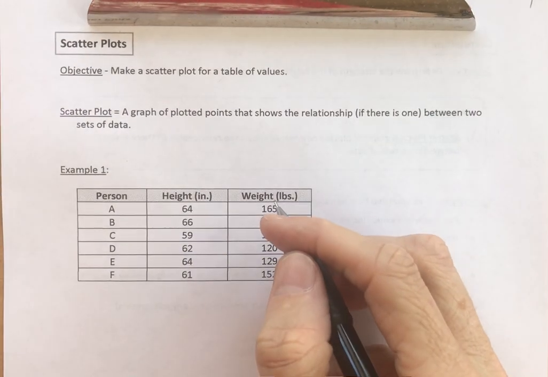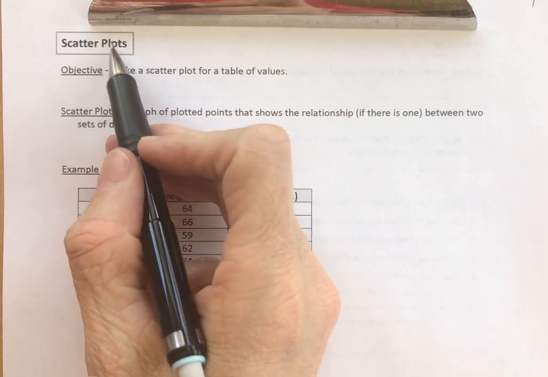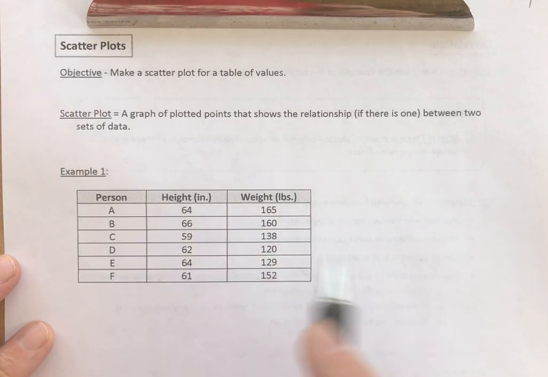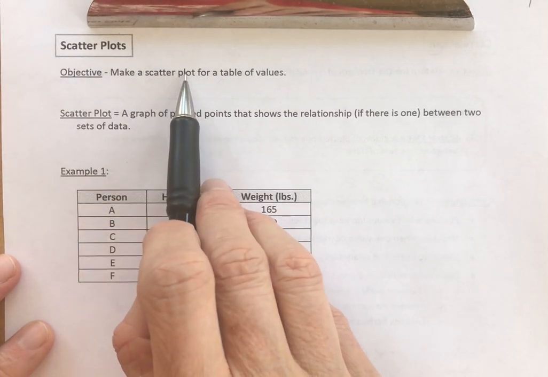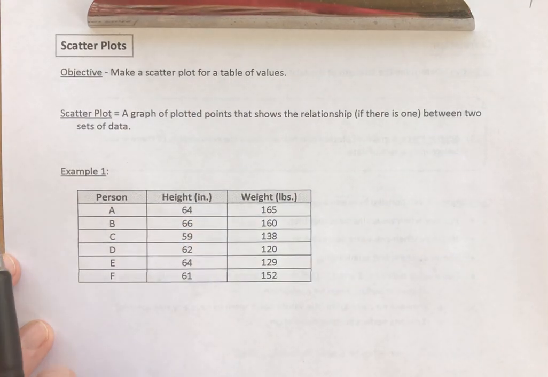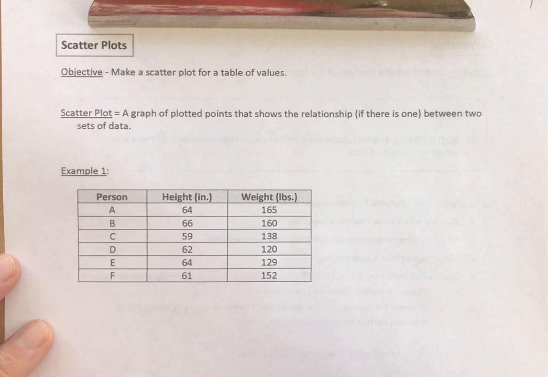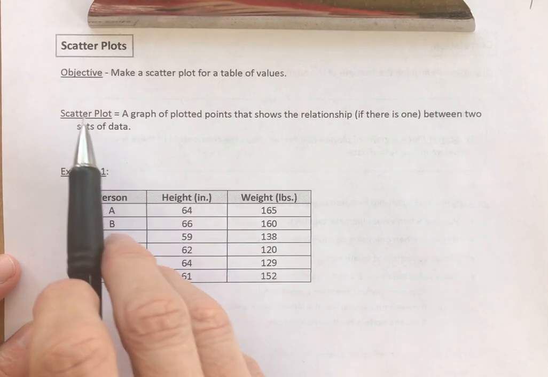We're going to begin a series of videos on scatter plots. In this video, our objective is fairly straightforward. We want to make a scatter plot for a table of values. And we're going to do this both by hand, and we're also going to do it using Desmos.